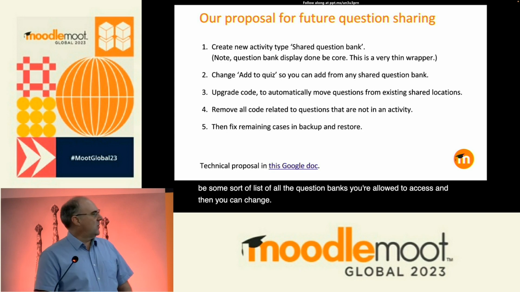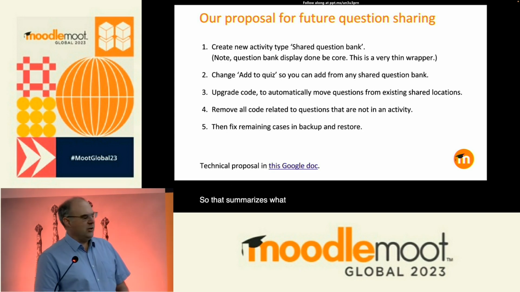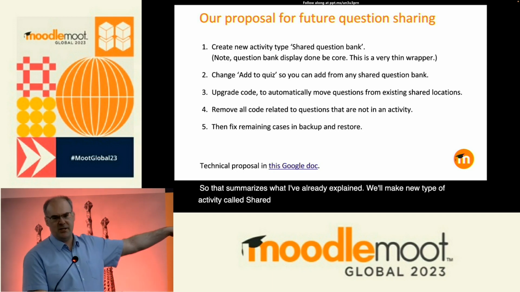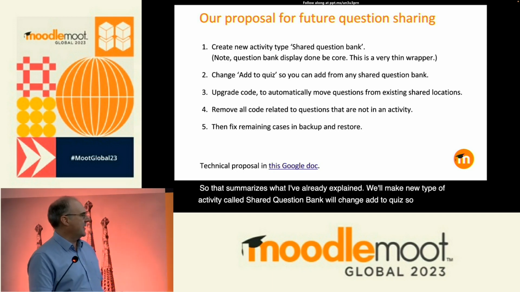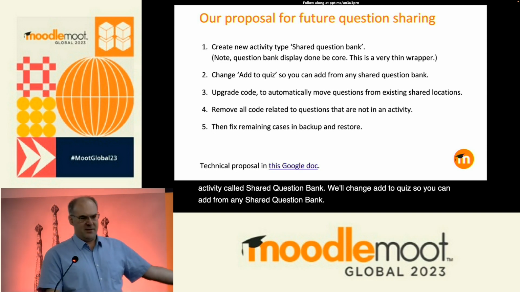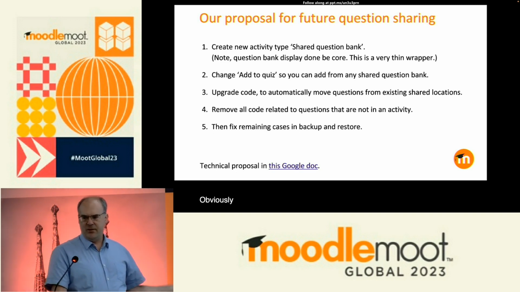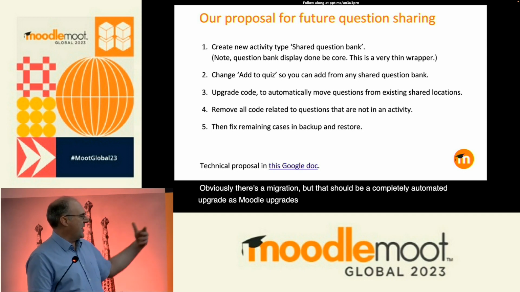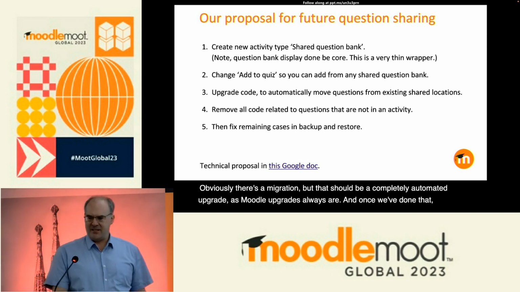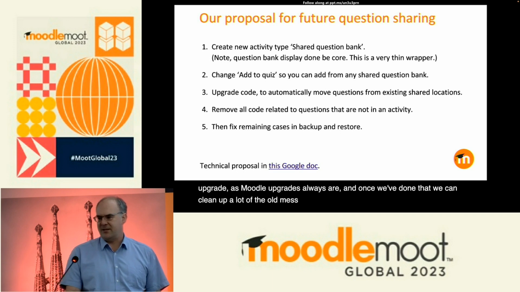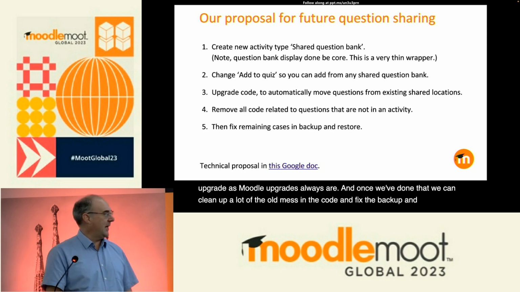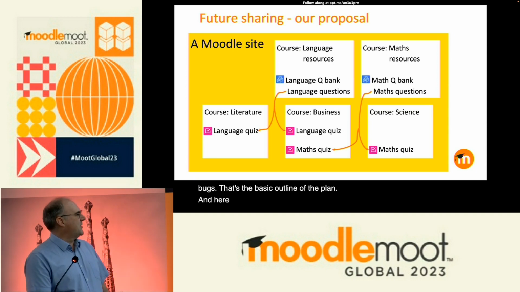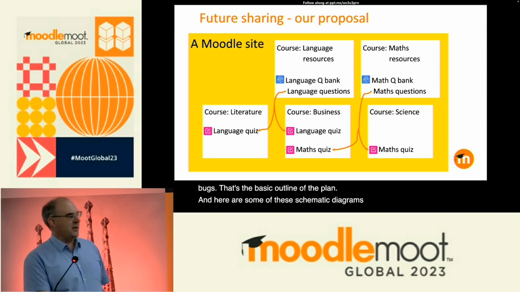So that summarizes what I've already explained. We'll make a new type of activity called shared question bank. We'll change add to quiz so you can add from any shared question bank. Obviously, there's a migration, but that should be a completely automated upgrade, as Moodle upgrades always are. And once we've done that, we can clean up a lot of the old mess in the code and fix the backup and restore bugs. That's the basic outline of the plan. And here are some of these schematic diagrams. So this is a direct translation of the previous example.